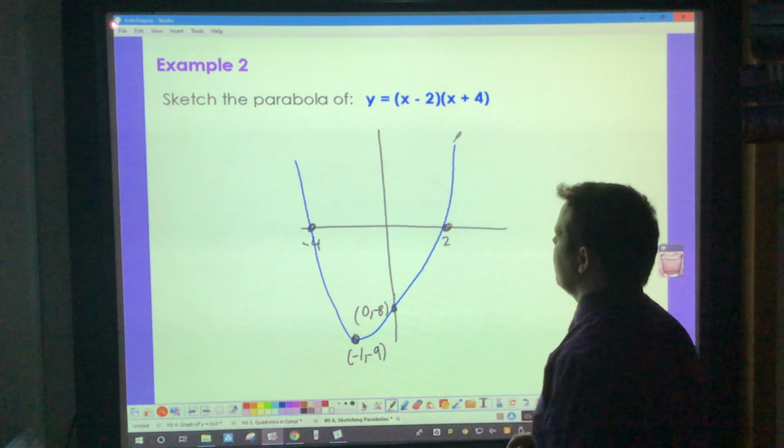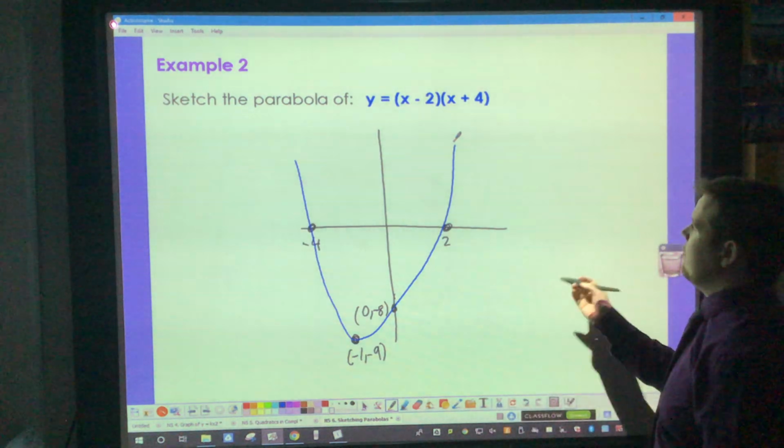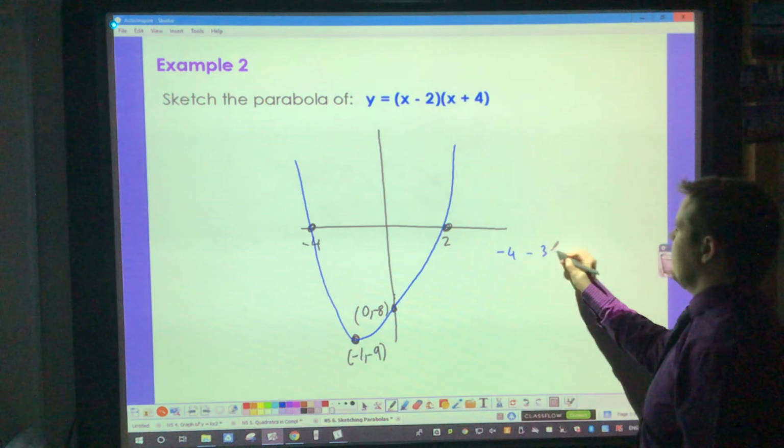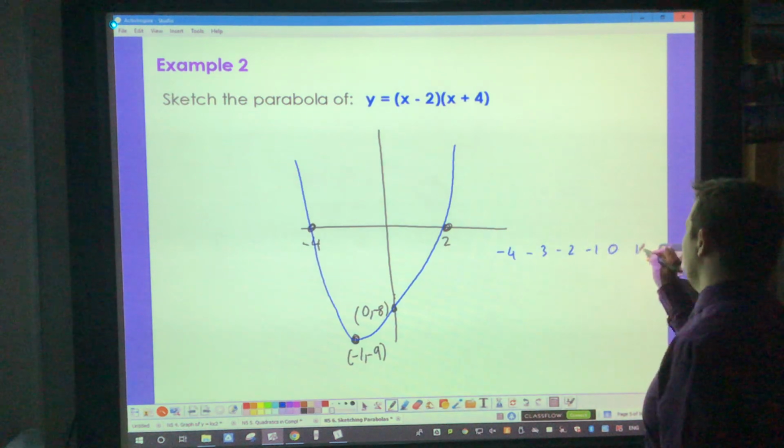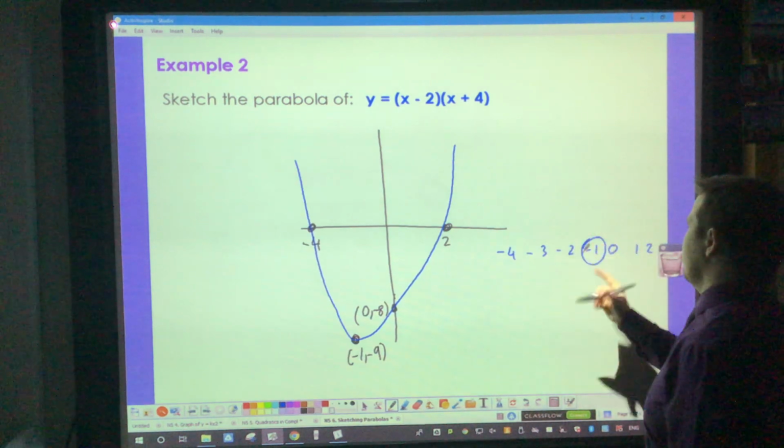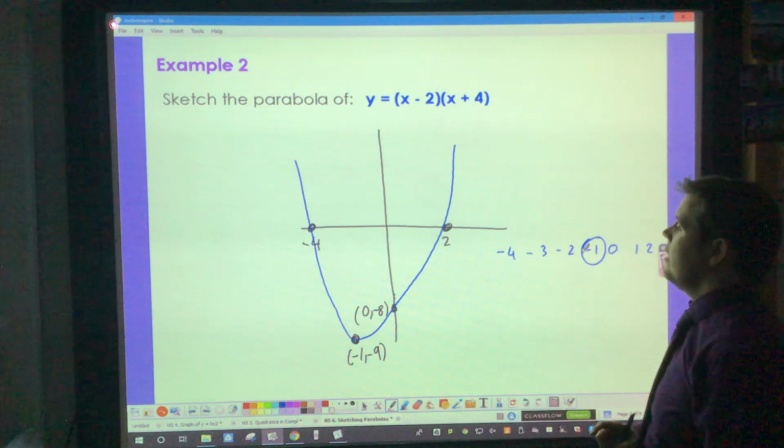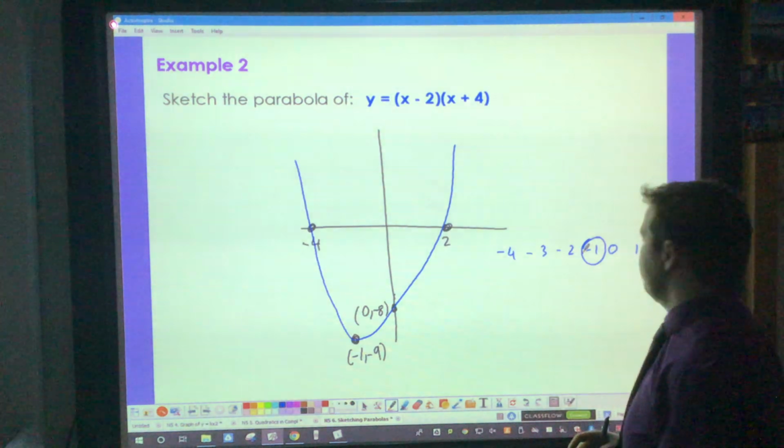Again, turning point, you would find halfway between the roots. So you do -4, -3, -2, -1, 0, 1 and 2. There's your x coordinate, sub it in to get -9. Your roots, you're just solving that equation.